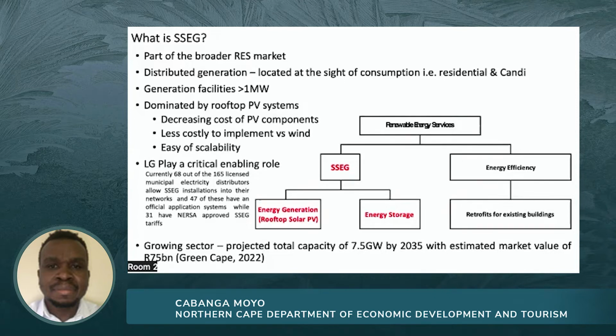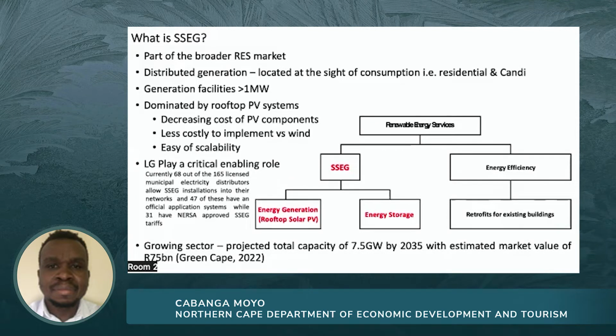It's PV based, even though there are some other technologies that can be used, but wind technology, for instance, is more capital intensive and expensive to implement, and it's also expensive to maintain, so there's a preference for the PV system. And also the components for PV systems are decreasing in price. It's less costly to implement, and it's easy to scale.